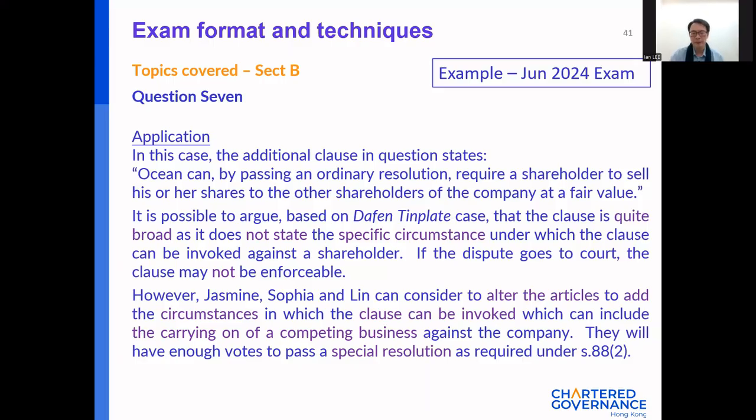Now, if they want to amend the articles, then you may recall under section 88(2) of the Companies Ordinance, they can do so but only if they pass a special resolution. So if they have enough votes and pass it, it will be fine. And I think if they can pass the test under Allen v Gold Reefs, that they amended the articles bona fide for the benefit of the company as a whole, then I think the amendment will stand and they can use the clause.